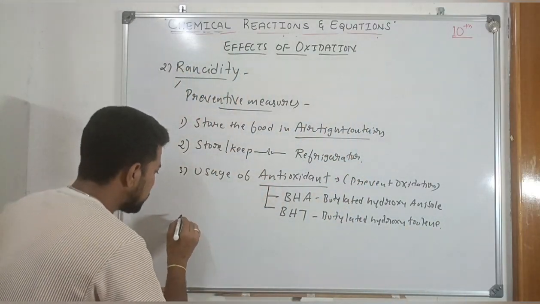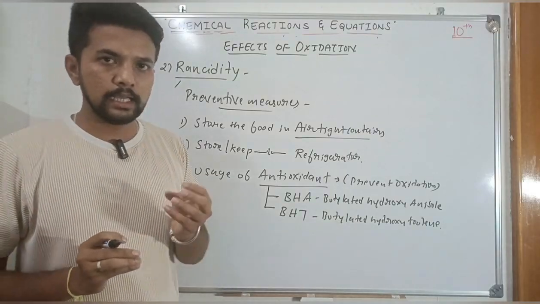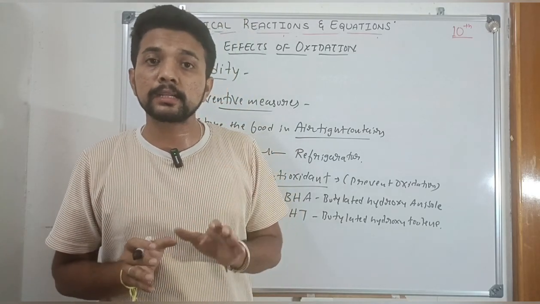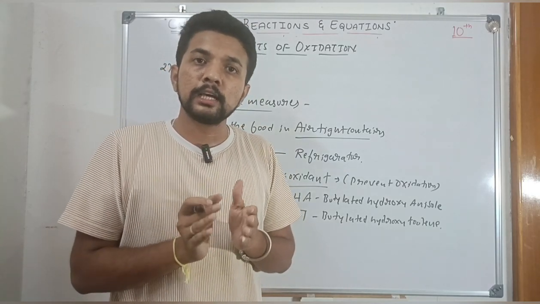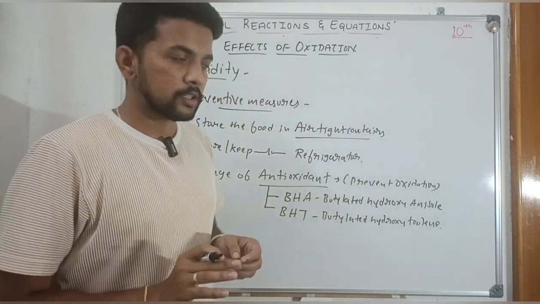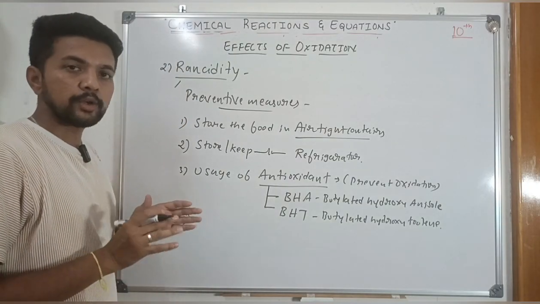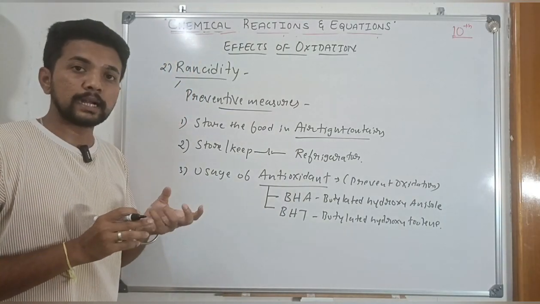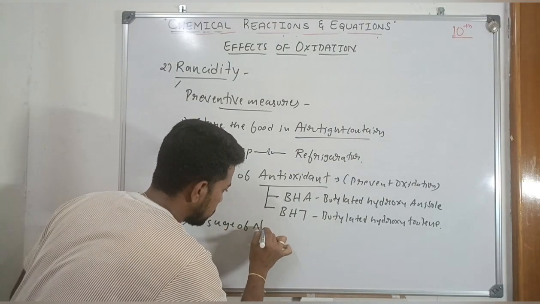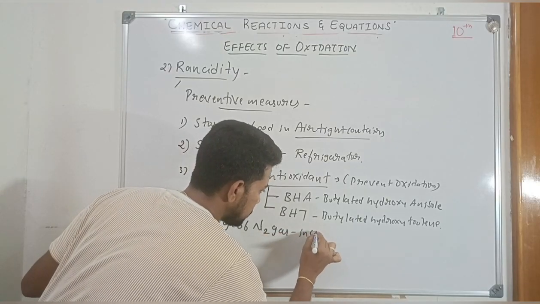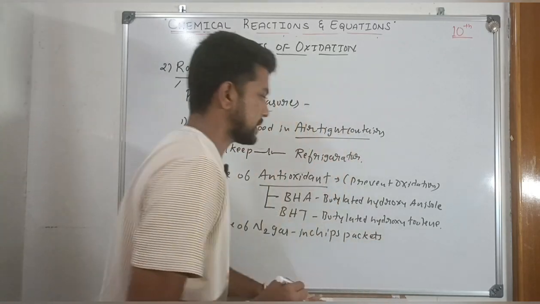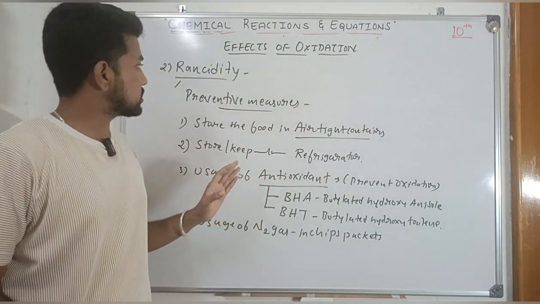And the fourth preventive measure is, if you observe chips packets like Lay's, a gas is filled in the packet, and that is nothing but nitrogen gas. Nitrogen gas is usually less reactive in nature. That's why nitrogen gas is filled in chips packets. So in order to prevent rancidity, you have to pack the food items in nitrogen gas. These are the four preventive measures for the prevention of rancidity.